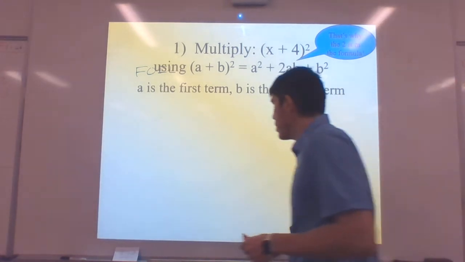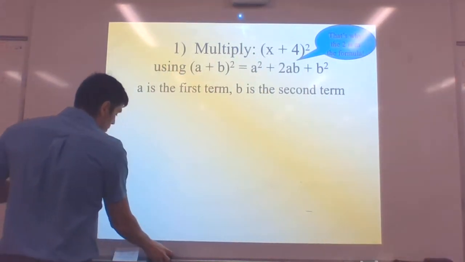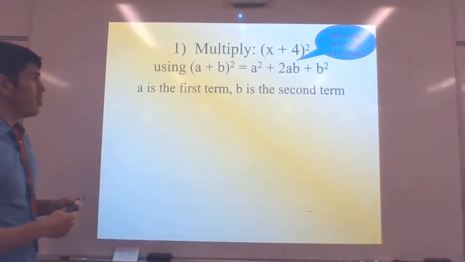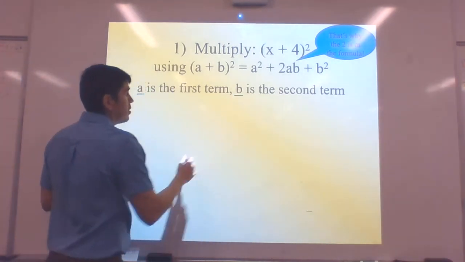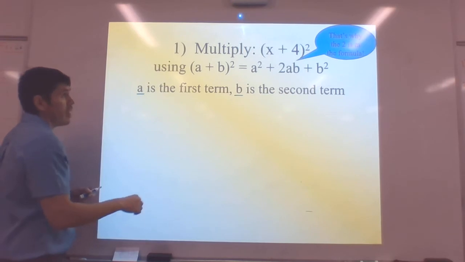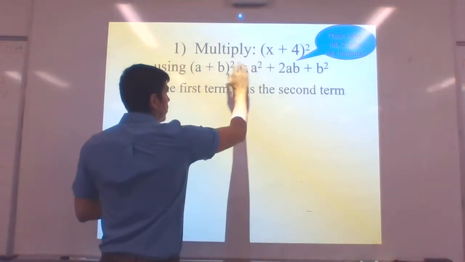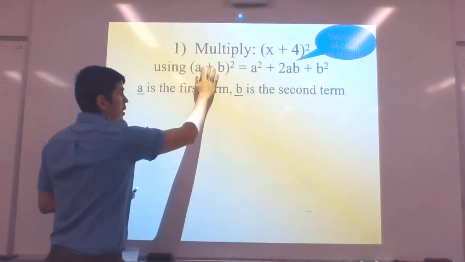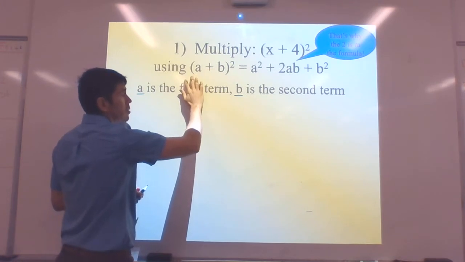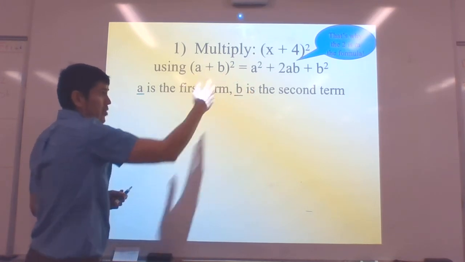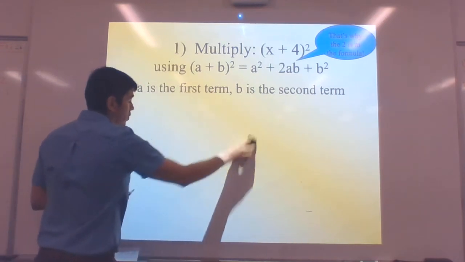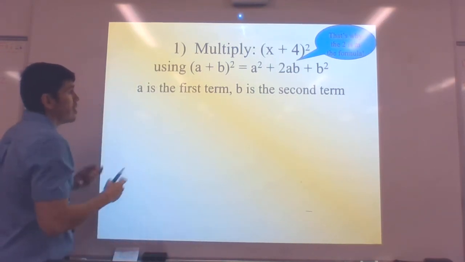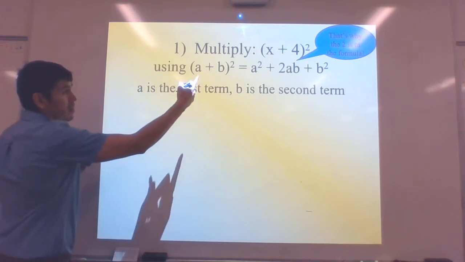Now we're going to go ahead and use the shortcut. In order to use the shortcut, you need to identify your first term, which is going to be your A, and your second term, which is going to be your B. So how do we change this sum of squares into that trinomial? The key part is identifying your A and your B. So what do we do when this happens? Okay, what's your A? Well, in this case, my A is going to be x.